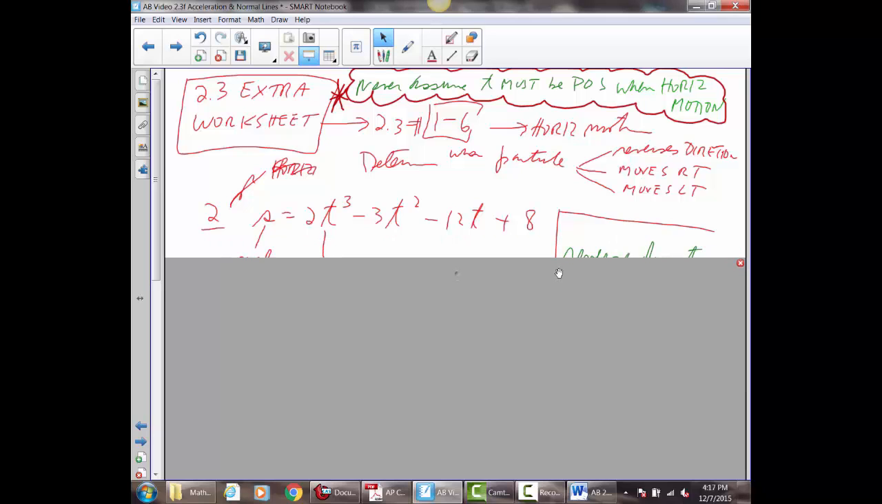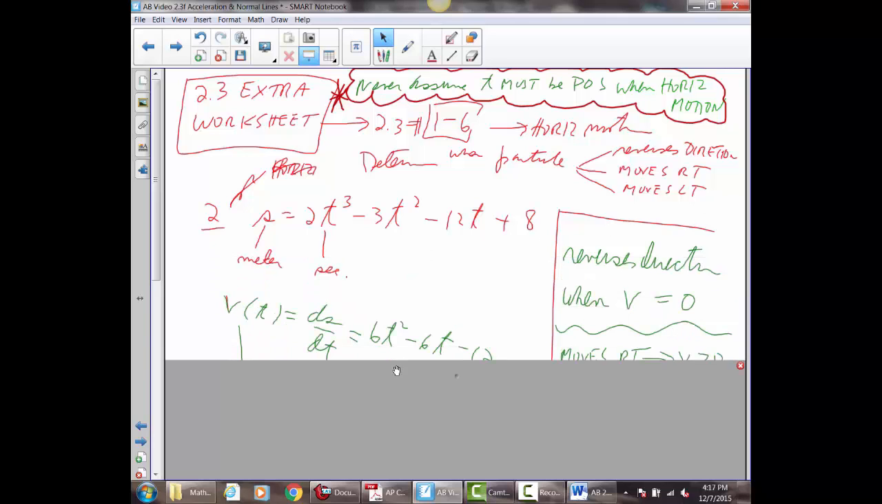Okay, so here's our position function. We know that it moves to the right when the velocity is positive. It moves to the left when the velocity is negative. So in order to decide when something is positive or negative, we're first going to find out when it's 0, because positive is greater than 0 and negative is less than 0. So I'm going to find the velocity. My velocity is the derivative of my position function, so it's 6t squared minus 6t minus 12.